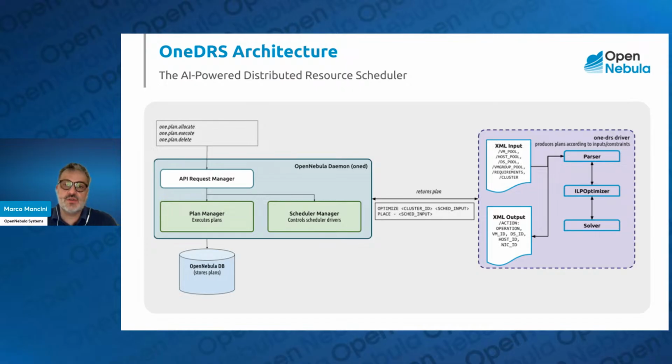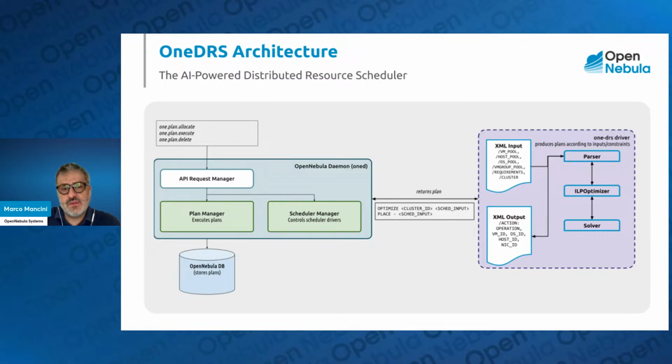And then once we find the solution, this will be given back to the parser that will produce the XML output, which is a plan. It will contain information about which VMs we would like to migrate, and in case also information about other things like networks and so on. Then this is given back to the plan manager that will execute it, or it will be visualized to the user, who can approve the execution. So this is about the architecture of the DRS and how we have implemented it.